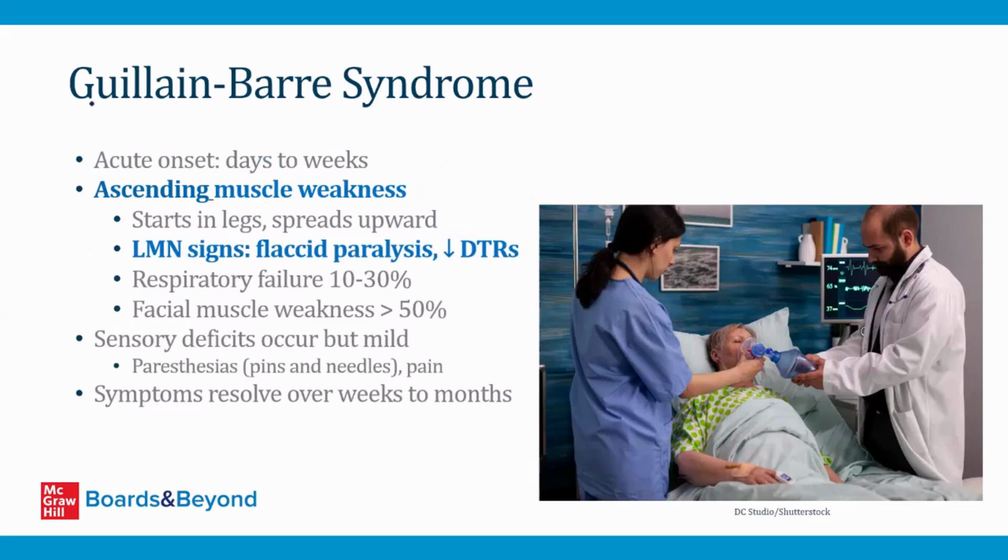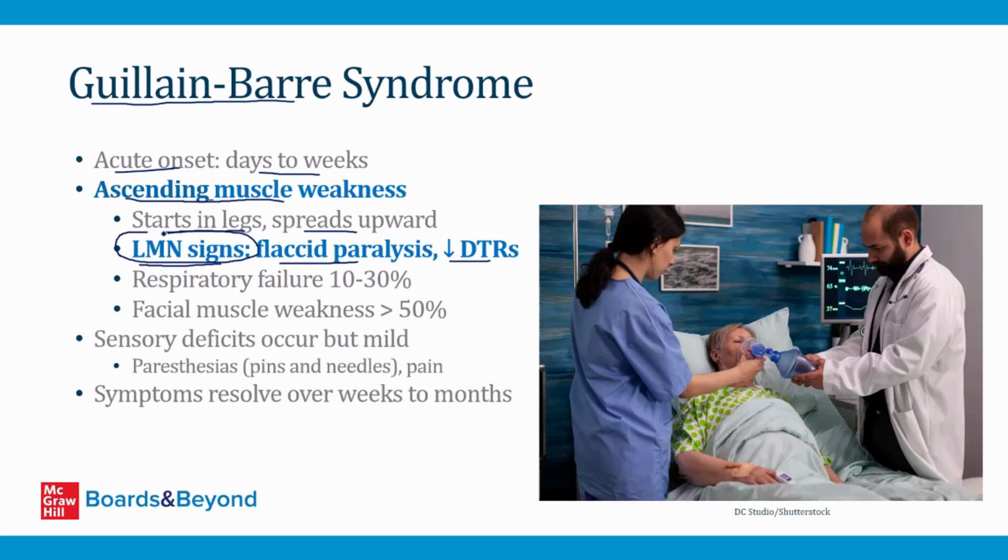So as I mentioned earlier, Guillain-Barré syndrome has an acute onset with symptoms that occur over days to weeks. And the dominant clinical feature of this disorder is ascending muscle weakness. So this means lower motor neuron flaccid paralysis and weakness that starts in the legs and spreads upward over the body. Importantly, this is a peripheral nerve problem, meaning it affects lower motor neurons. So you see lower motor neuron signs, which include flaccid paralysis and decrease in deep tendon reflexes. And I talk in detail about lower versus upper motor neuron signs in other videos.